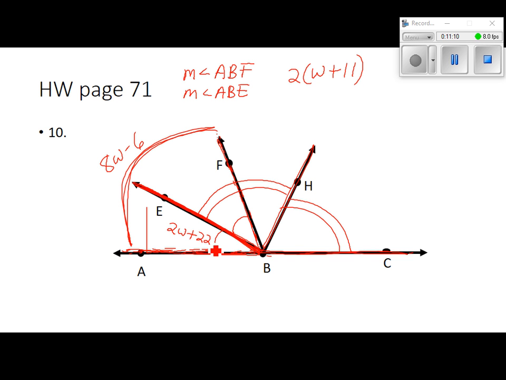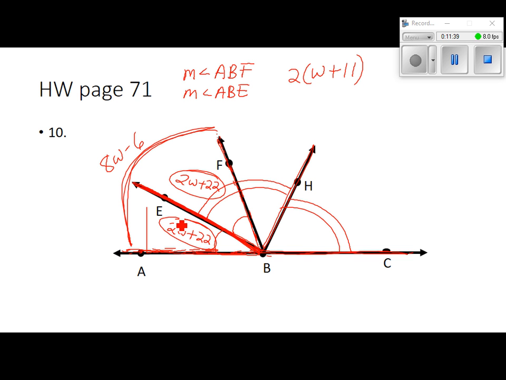So the other way you could do it: if this angle's 2W plus 22, what do you know about this angle? Same. It's got to be the same thing, so we could just write that in there. Now, all you're going to do with this, if you have it this way, is this angle and this angle together should equal that. You could collect like terms if you want before you do things. That's up to you.